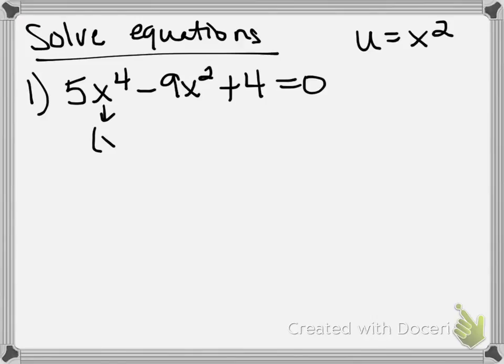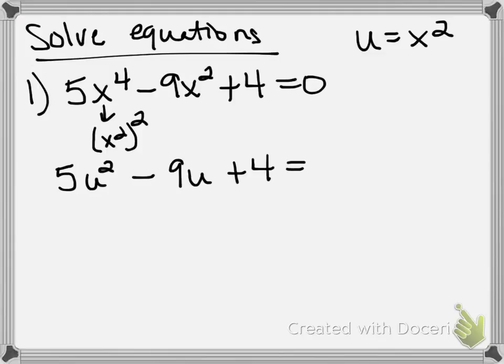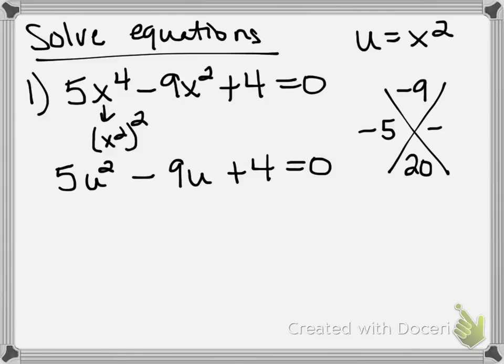Remember, x to the fourth is x squared squared. So now I have 5u squared minus 9u plus 4 equals 0. And so we're going to use our x method. So I have negative 9 there, I've got 20 there. So we need to find two numbers: negative 5 and negative 4 will multiply to be positive 20 and add to get you negative 9.